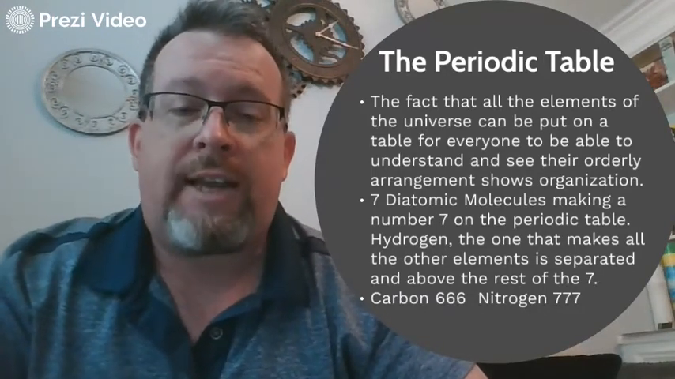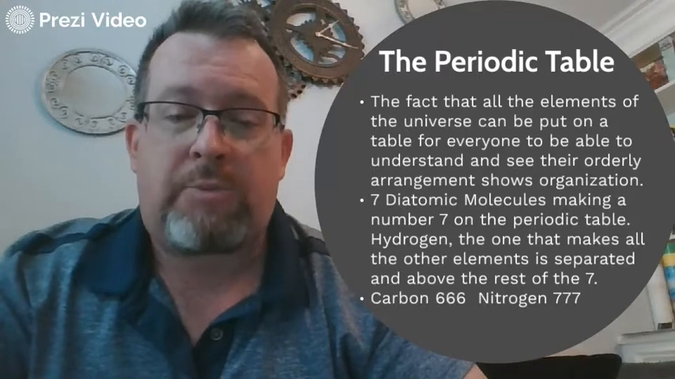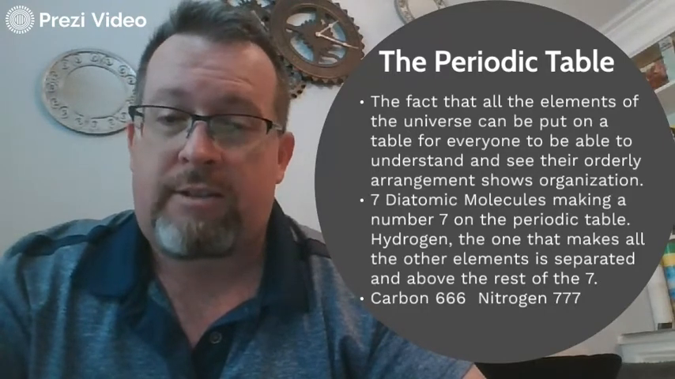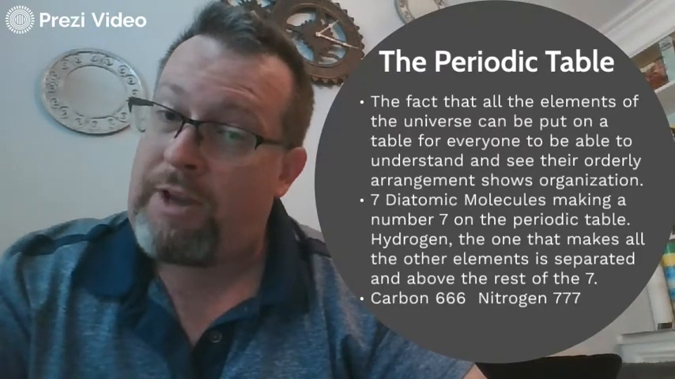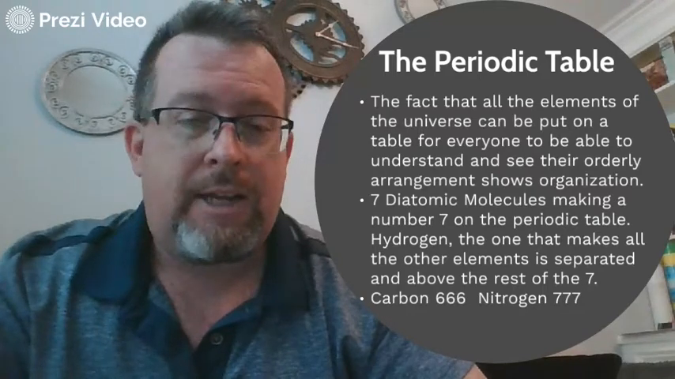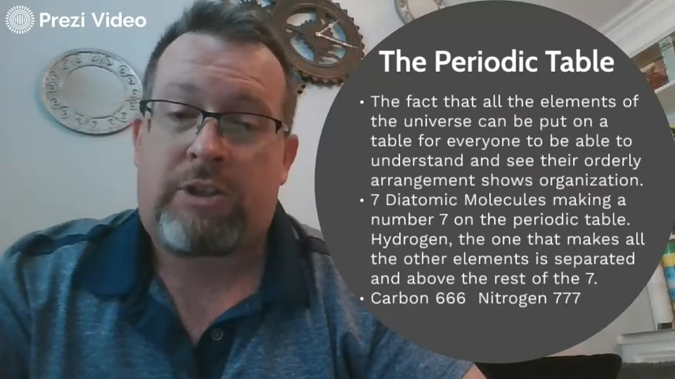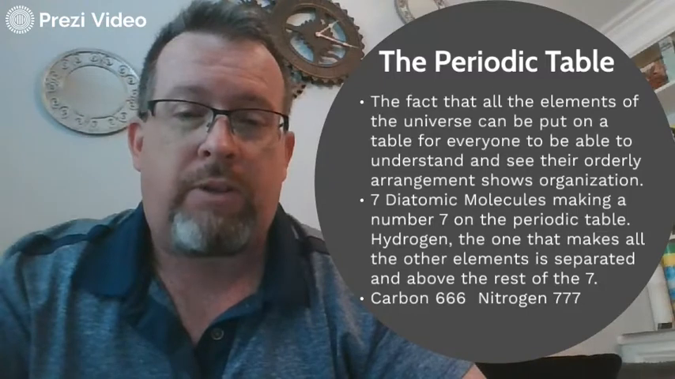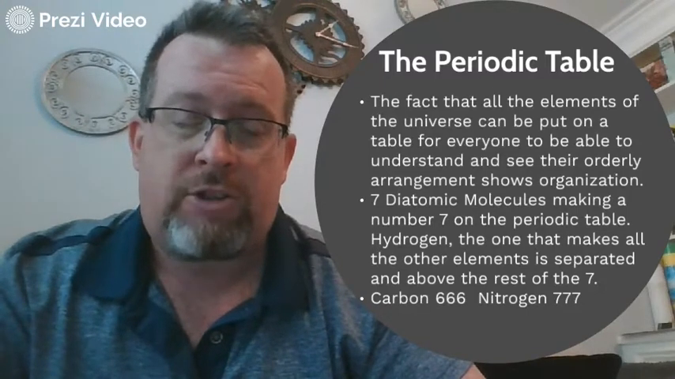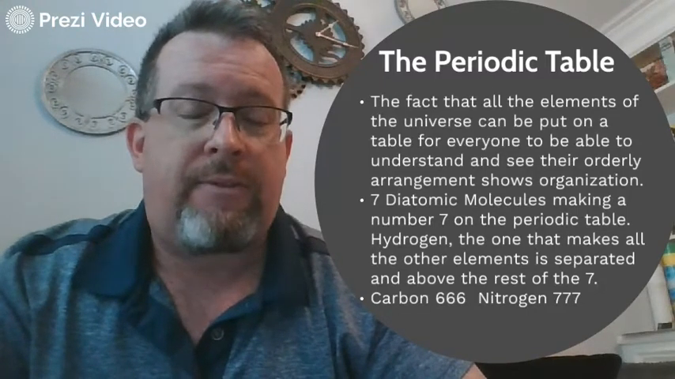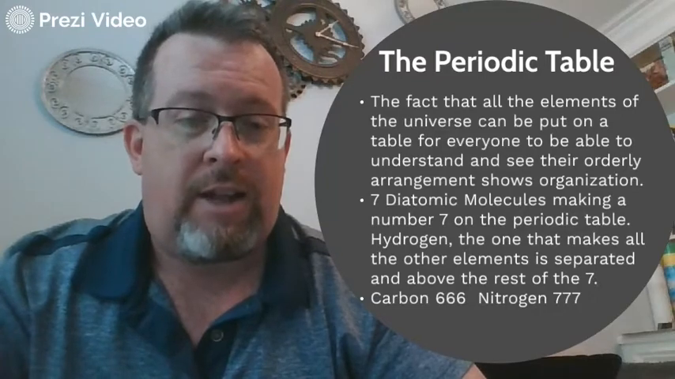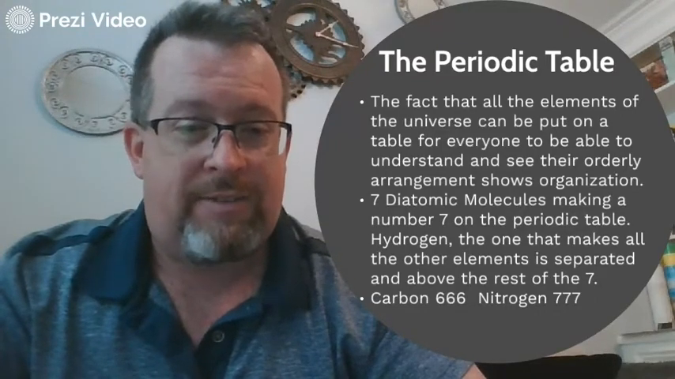Also, all life contains carbon. It has 6 protons, 6 electrons, 6 neutrons, 666. You tell me what you think that means. And also in all life, to build the proteins that we need, we have nitrogen. Most of them have 7 protons, 7 electrons, and 7 neutrons, 777.